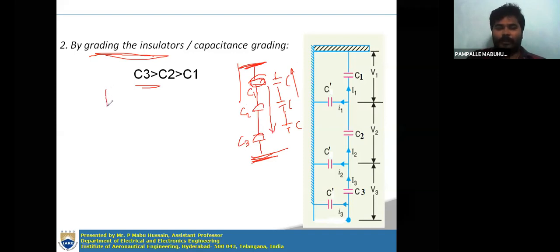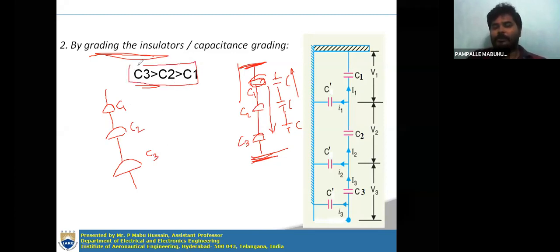So if I draw this, disc 1 will have one size, disc 2 will have a size which is more than disc 1, and disc 3 will have a size which is more than the second one. So like this, we are using different sizes of insulators. This will have the capacitance C1, this will have the capacitance C2, and this will have capacitance C3, and these three capacitances will be such that C3 will be greater than C2, which is greater than C1. This is called the grading of insulators.